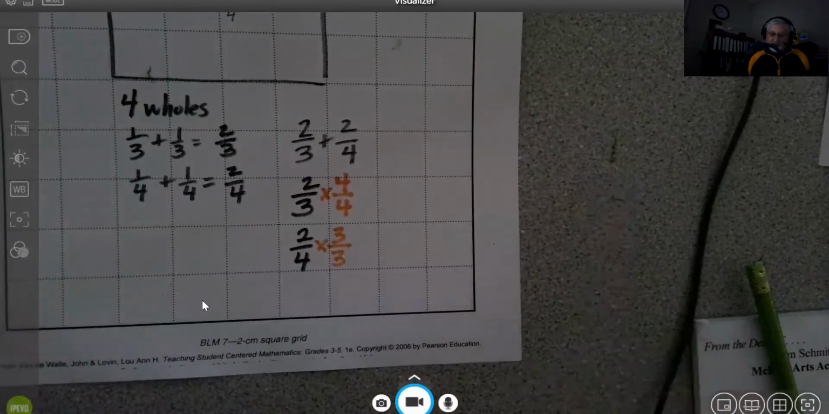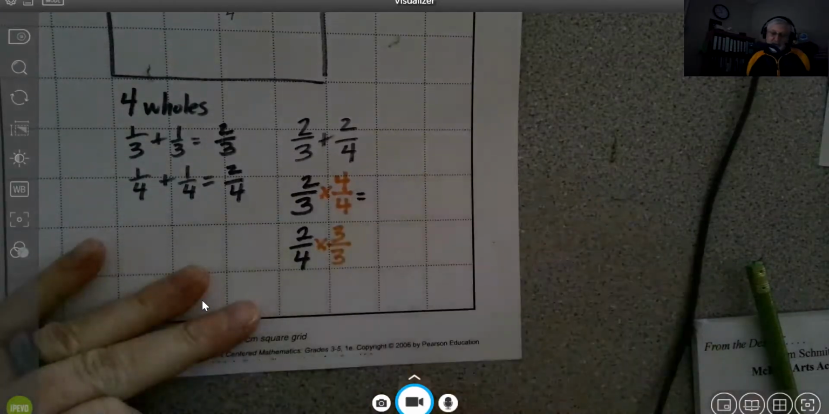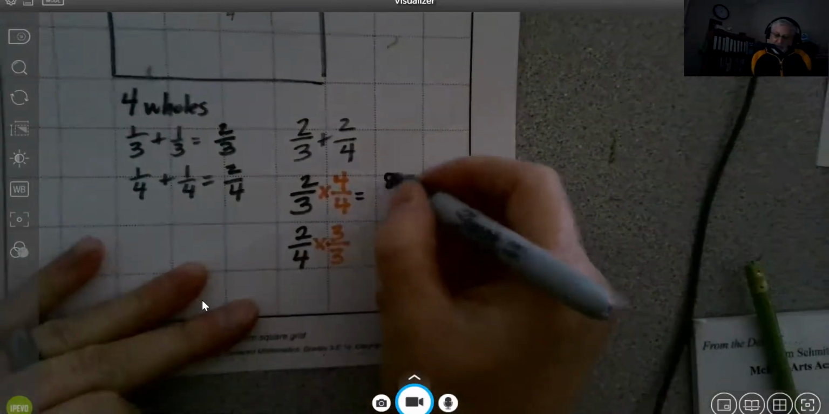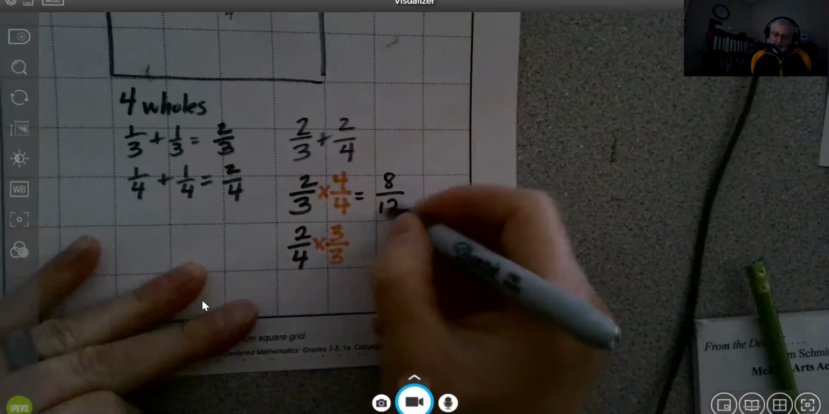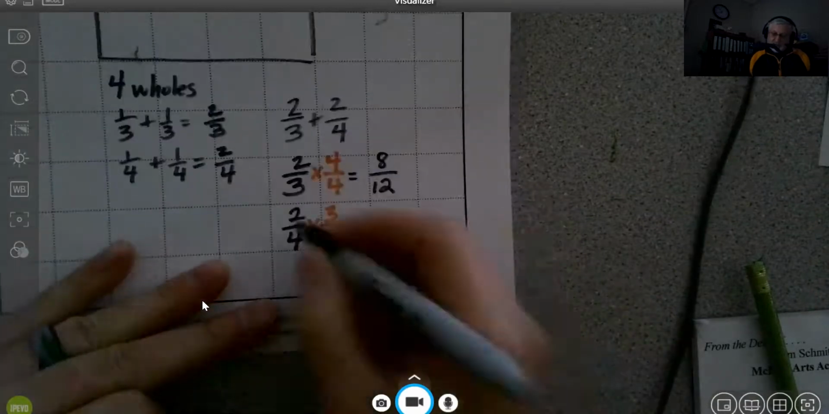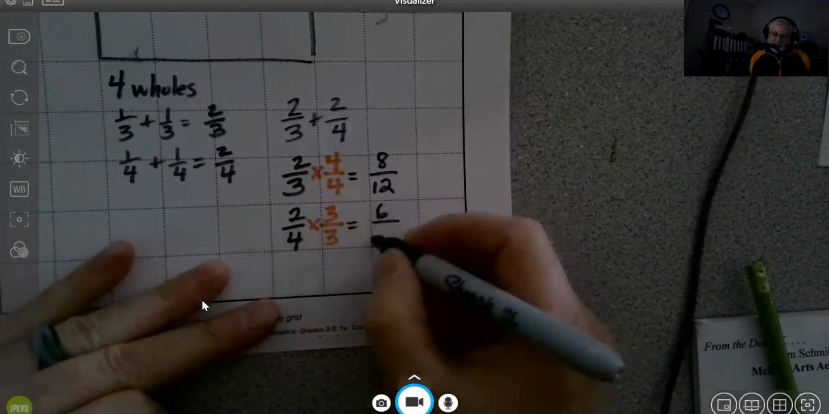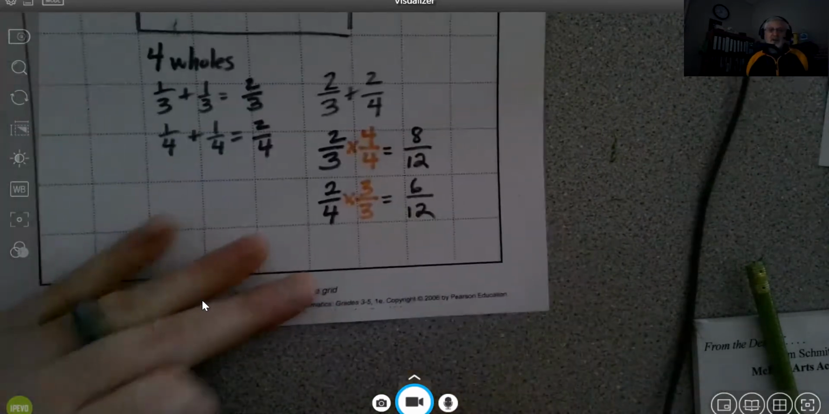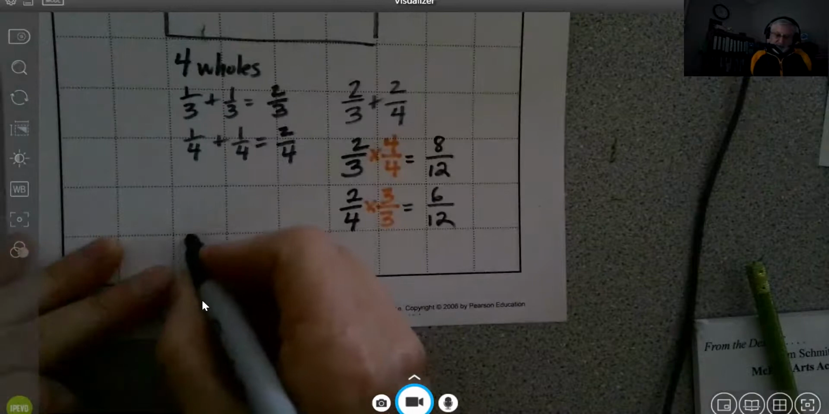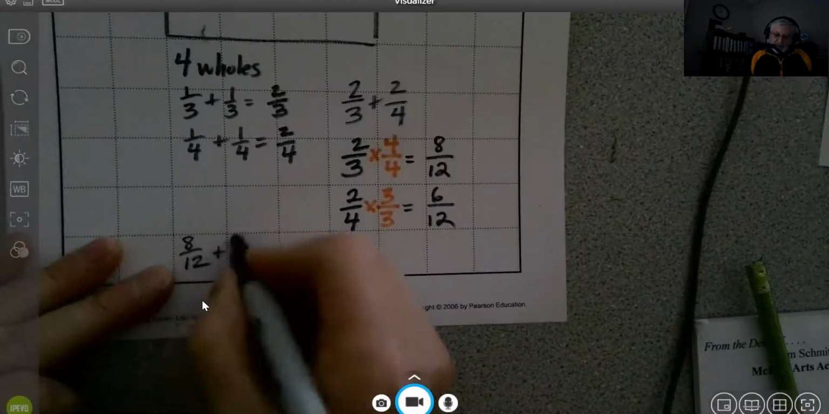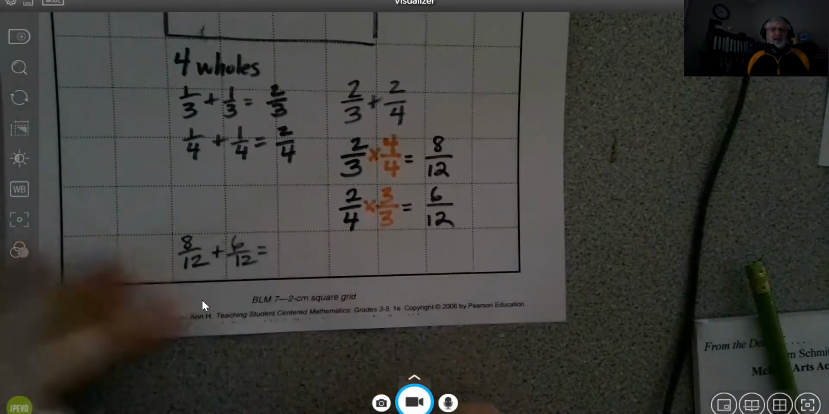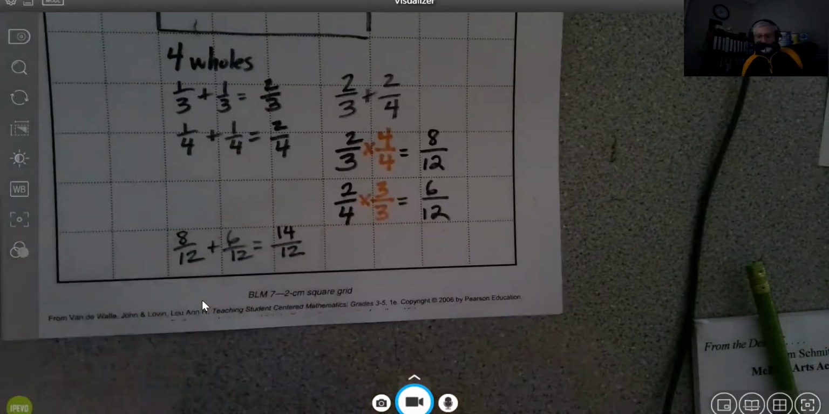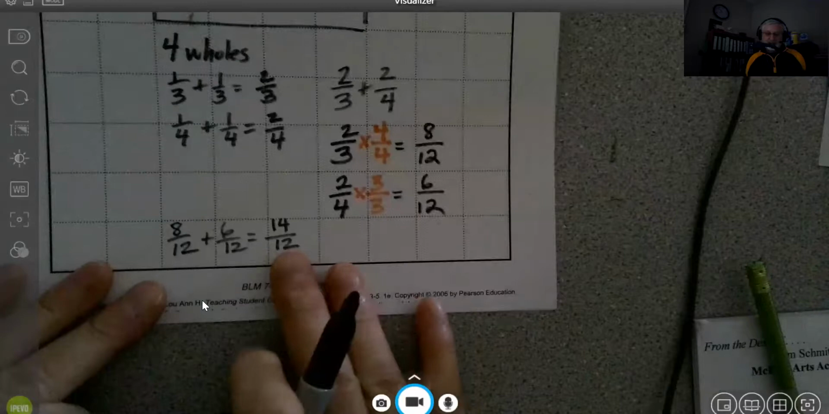So now I have to figure out what 2/3 times 4/4 is. I would multiply 2 times 4. Multiply 3 times 4, I get 8/12. And then 2 times 3, and 4 times 3, which I get 12ths. So now I have 12 as my common denominator. So I have 8/12 plus 6/12. And that gives me 14/12. Okay. We're going to kind of leave that over here.